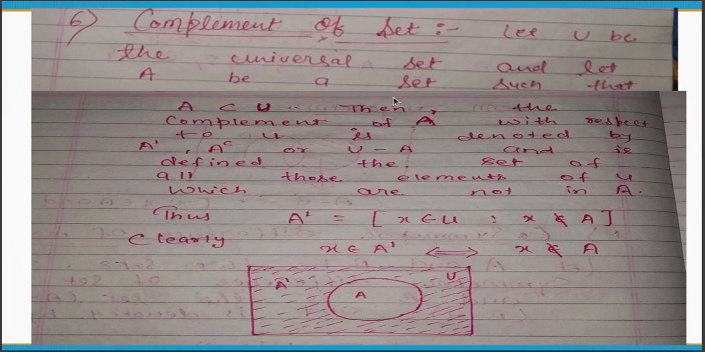Now, complement of a set. Let U be the universal set and let A be a subset of the universal set. Then the complement of A with respect to U is denoted by A complement, A C, or U minus A. It is defined as the set of all those elements of U which are not in set A. Thus A complement is the set of X such that X belongs to U and X does not belong to A. Clearly, if X belongs to A complement, then X does not belong to A.